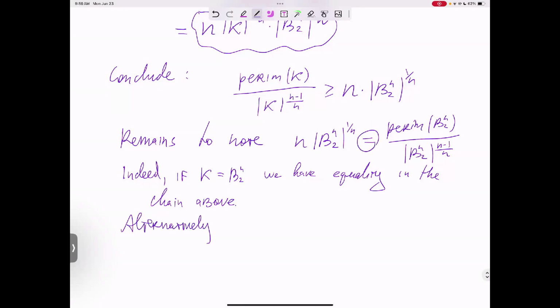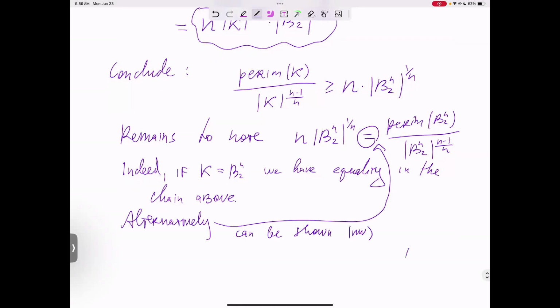This can be shown; I will leave it as a homework that you can also discuss with Stephanie. And this finishes the proof of the Minkowski inequality. That is, the perimeter of K, scaled appropriately by the volume, is minimized when K is the ball. Are there any questions about this?